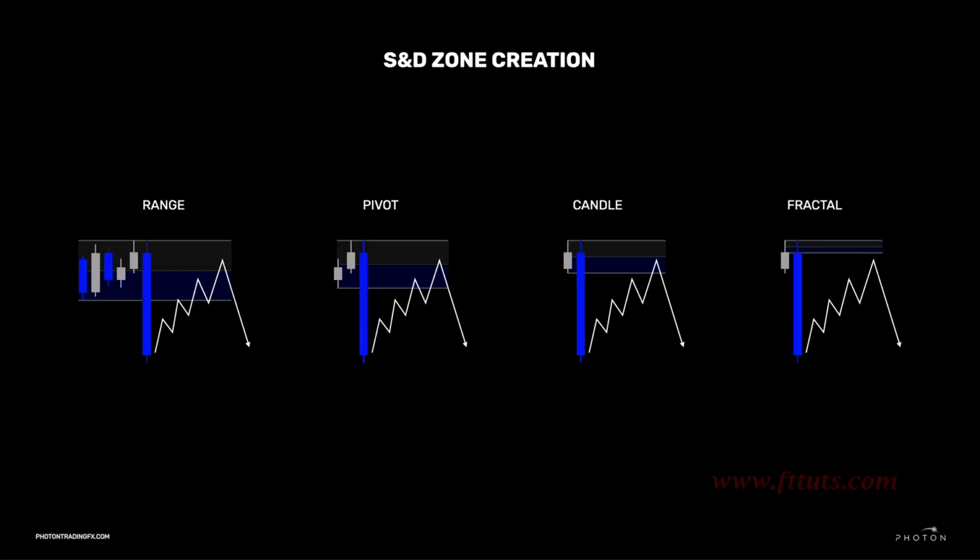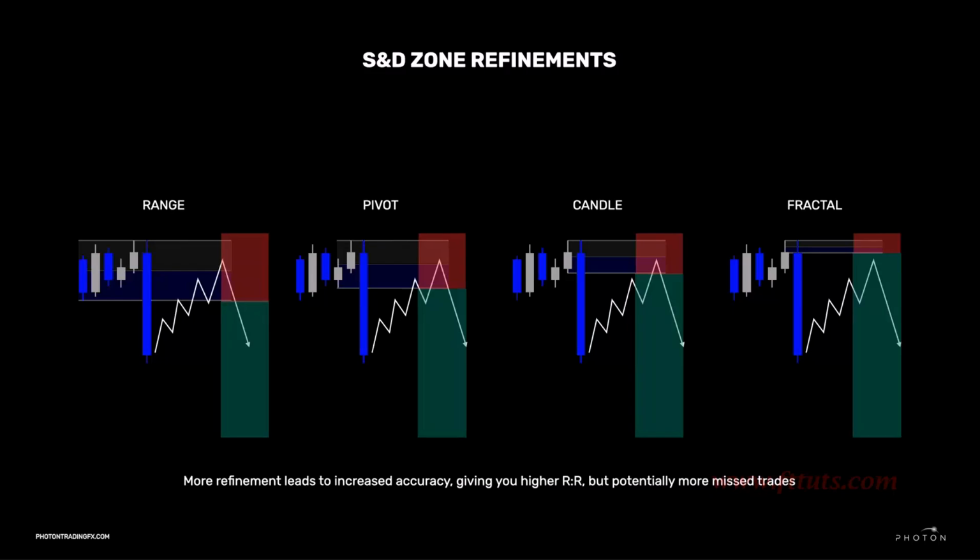Range and pivots are your two main types of zones, but a pivot created zone can also be just one candle. It doesn't have to be multiple candles. And you can also then have what's called a fractal zone. But all of these four types can also be refined from just one range, and we can see that here from left to right. We look to enter on or within the zone, and our stop loss will always go behind the zone. But the more refinement of a zone does lead to increased accuracy, giving us higher potential reward to risk, but potentially more missed trades if price does not pull back that far.